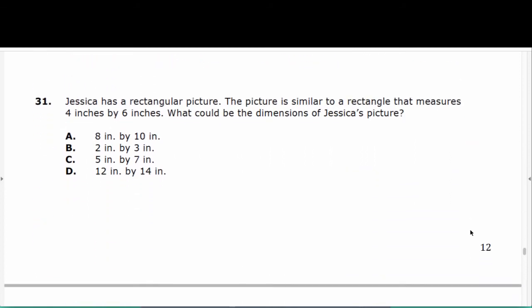Question 31. Jessica has a rectangular picture. The picture is similar to a rectangle that measures 4 inches by 6 inches. What could be the dimensions of Jessica's picture? A. 8 inches by 10 inches. B. 2 inches by 3 inches. C. 5 inches by 7 inches. D. 12 inches by 14 inches.